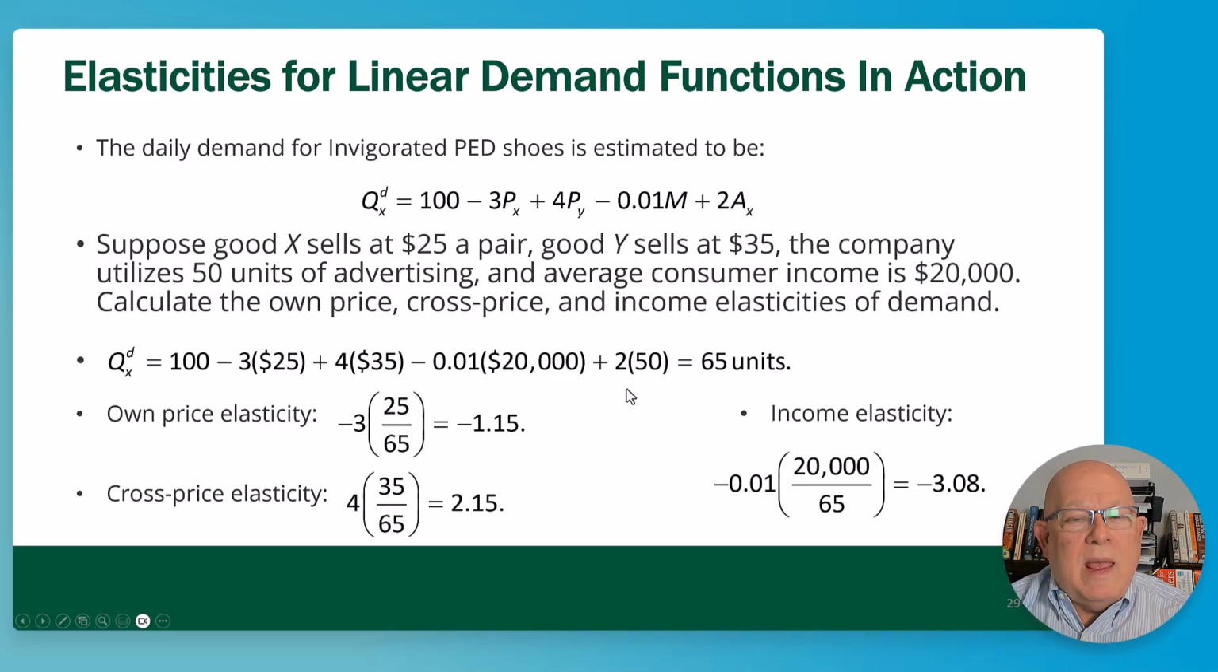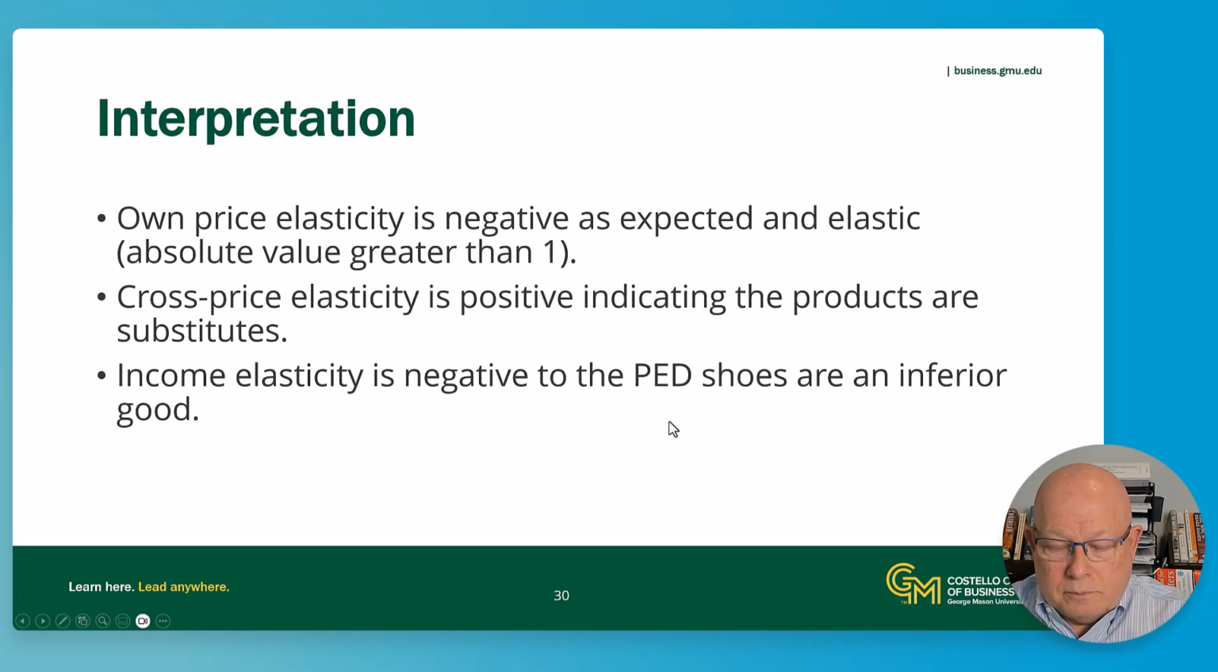So we don't have to recalculate for every level of all of these variables. We know in advance what the percentage change in quantity demanded is likely to be given a change in any one or perhaps all of those variables.